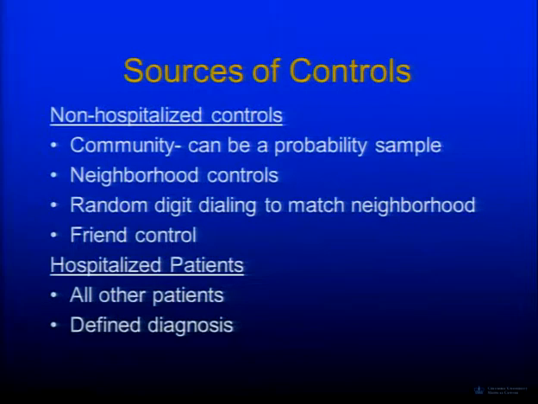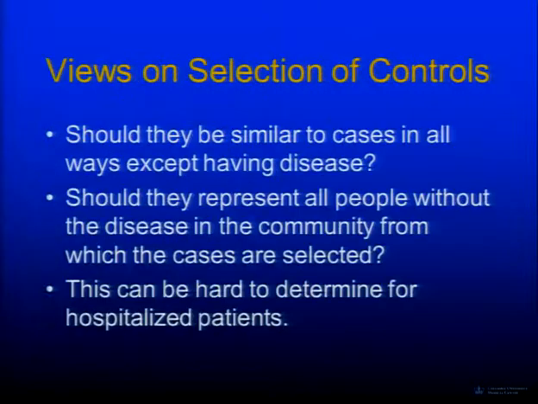Or it might be that you say, okay, I have lung cancer patients. I don't want anyone with cancer in my control group, so I'm going to choose people that are here for diabetes and heart disease. So you have to think about who is going to be your hospitalized patients and how that can impact your study. There are different views on how we select controls. In general, people think that they should be similar to cases in all ways except for having the disease. So other than having the disease, they come from about the same environment. They're pretty similar in terms of what they eat.